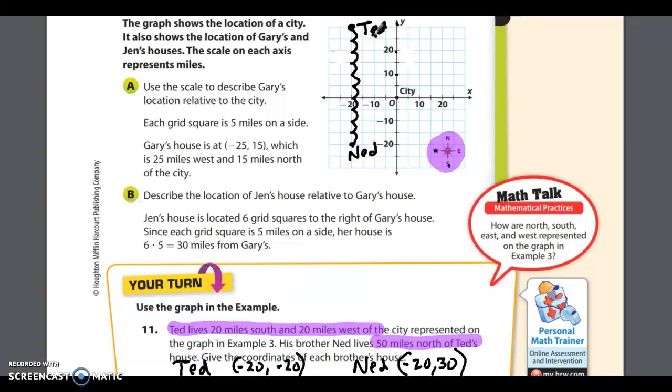Okay, sorry that's a little bit messy, but it's hard to write with this stylus, and it's hard to write on a small area. Okay, good job. You are done with page 333.